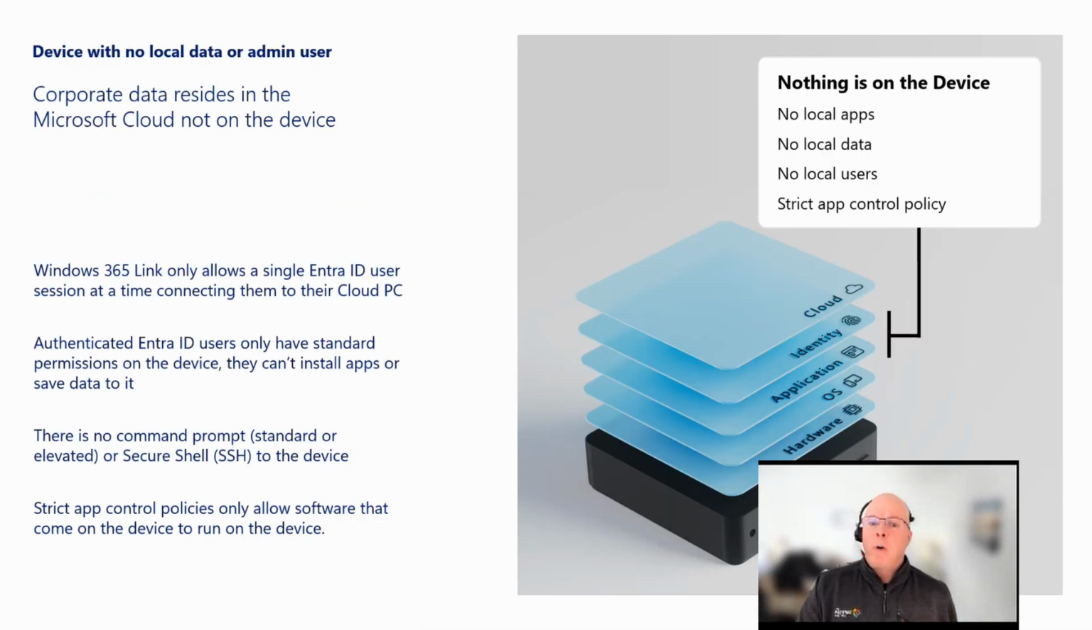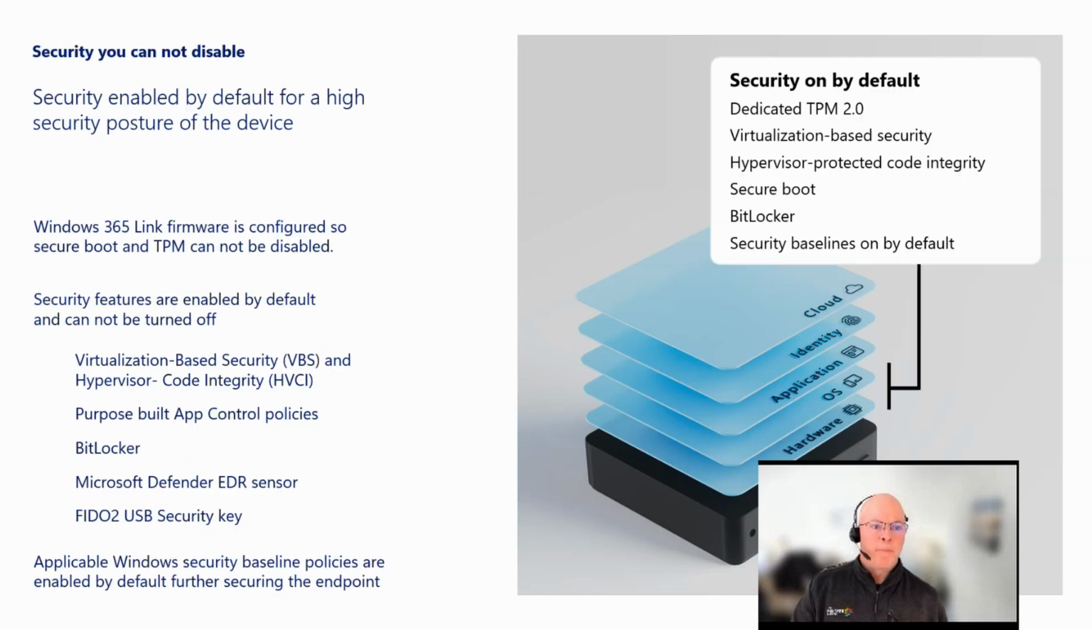Let's see. There are no local apps on the Link device. There's no local data. I cannot access it. There's a strict app control policy. Even the updates that run the operating system on the back end are all controlled by Microsoft. It checks in every night, and if there's an update available, it will automatically apply to that system and reboot it as needed. Right? I mentioned FIDO2 keys. I've got a YubiKey on here, right? It's got BitLocker encryption on it. Everything that you would expect from the modern Microsoft security offerings right now.